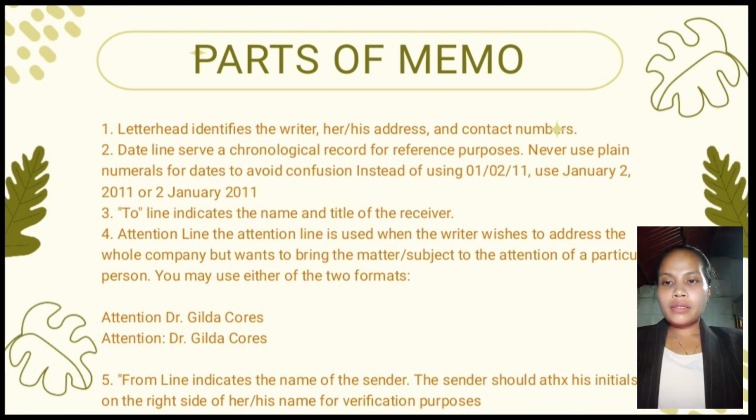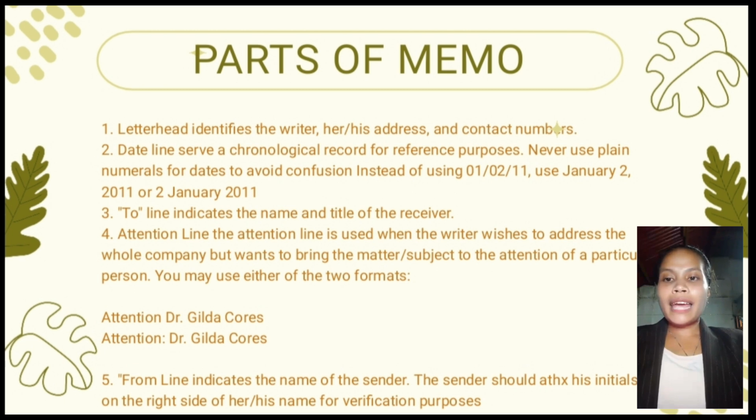So my first topic is parts of a memo. A memo typically consists of several key parts that help to identify the writer, the recipient, and the purpose of the communication. The letterhead identifies the writer, their address and contact numbers, while the date line records the date of the memo in a clear format. The to line indicates the name and the title of the recipient, and the attention line is used when addressing the whole company but bringing a specific matter to the attention of a particular person.